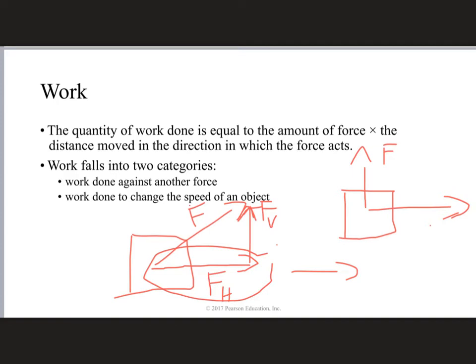Now, when you think about work, basically work falls into two different categories. One category is the work done against another force, and then the other category is the work done to change the speed of an object.